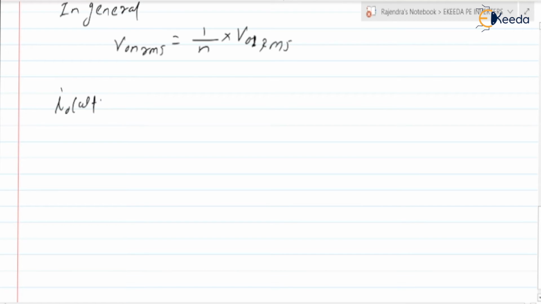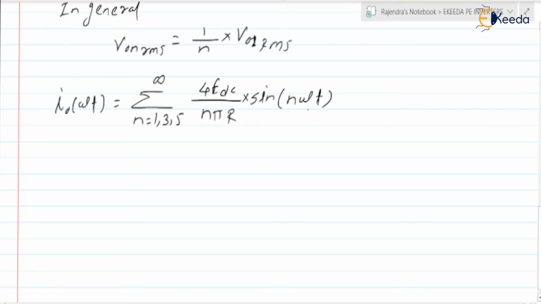Next, similarly, we have i0 of omega t. i0 of omega t is equal to what? Summation over n equal to 1, 3, 5, 7 up to infinity, 4 EDC divided by n pi R, into sine of n omega t, right? This is i0 of omega t. It also consists of fundamental, third, fifth, seventh, up to infinity, means only odd harmonics.